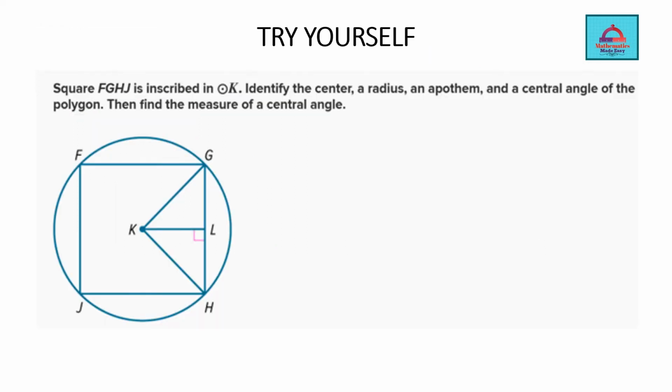In this question, you are given a regular pentagon FGHJK. All these sides are equal. It's a regular figure because all sides are equal. The center is given, so identify the center. The center is point K. Identify the radius. The radius can be any segment from the center, KJ or KH, both are equal.